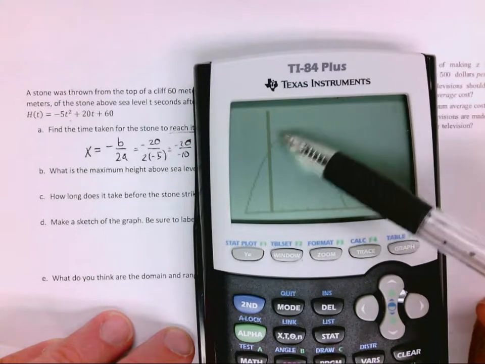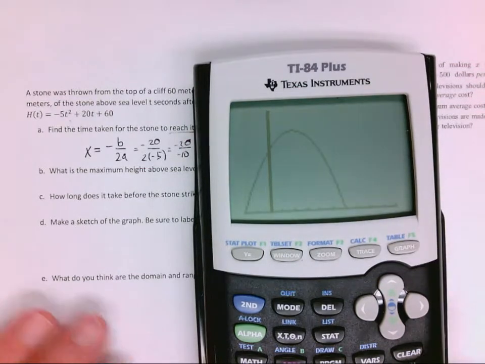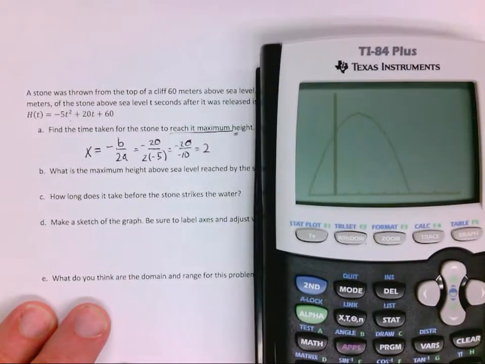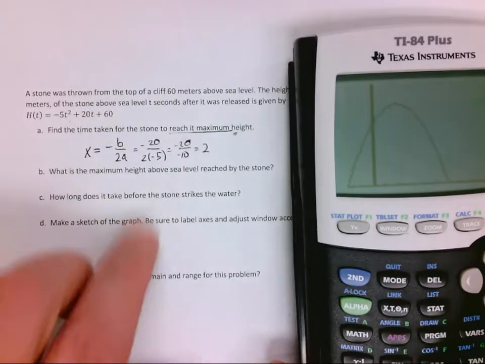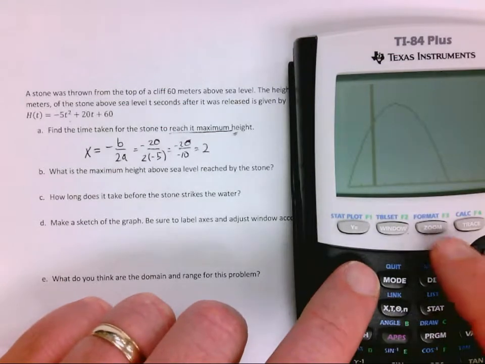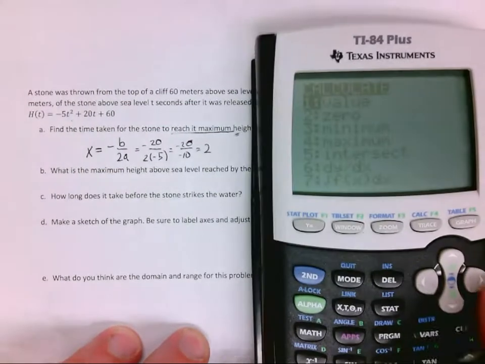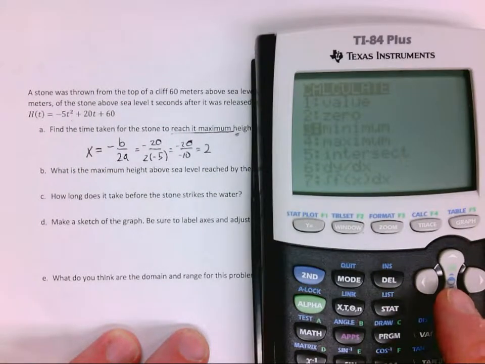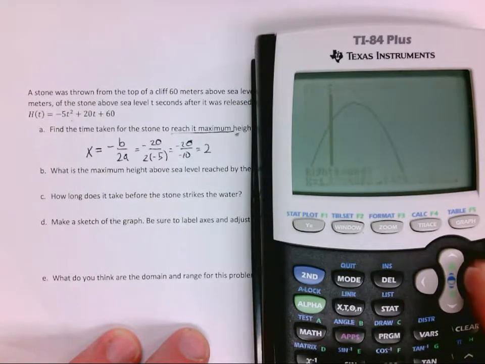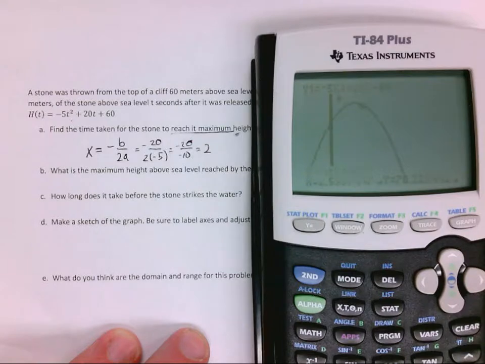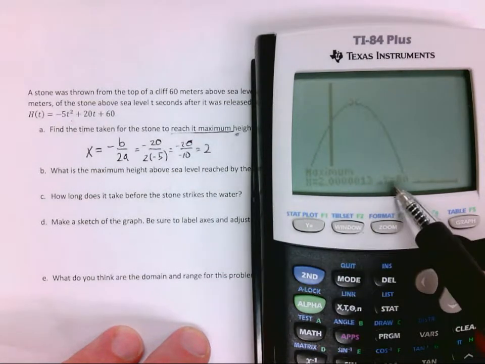So that window worked. If you didn't get that window, go back and pause it and watch that window. You don't have to have the same window. You just need to see the whole parabola. So if I calculate the maximum here, I can go on the left, or I can enter the number if I don't want to use the spider. I can go right and then enter. So that max is at 2, 80.